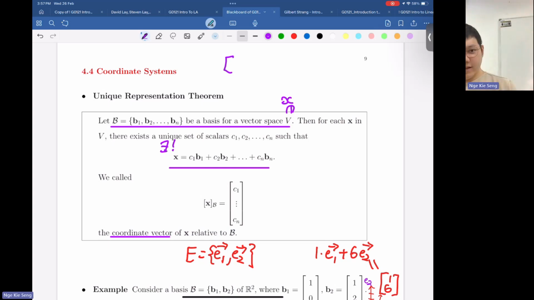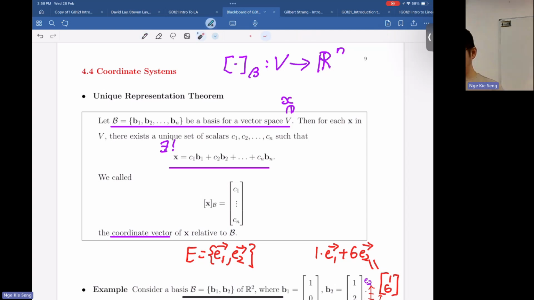Actually, secretly, you are seeing a linear transformation here. So what's the linear transformation? It is going from V to Rn. Why? Because of this bracket thingy, right? You input a vector, output n numbers. Scalars, n numbers, right? So actually it's a map going from a general vector space to Rn.